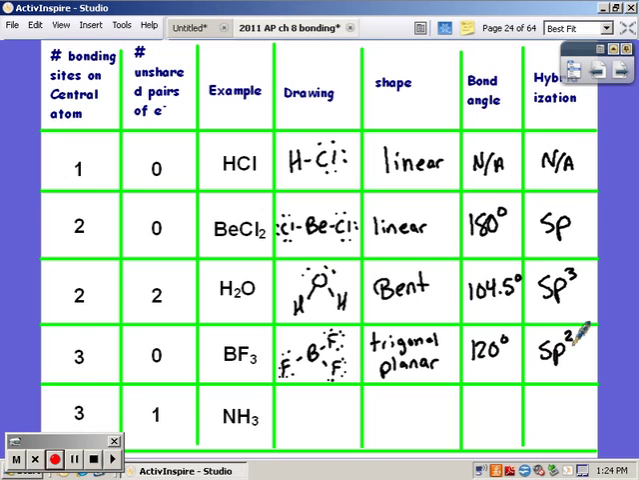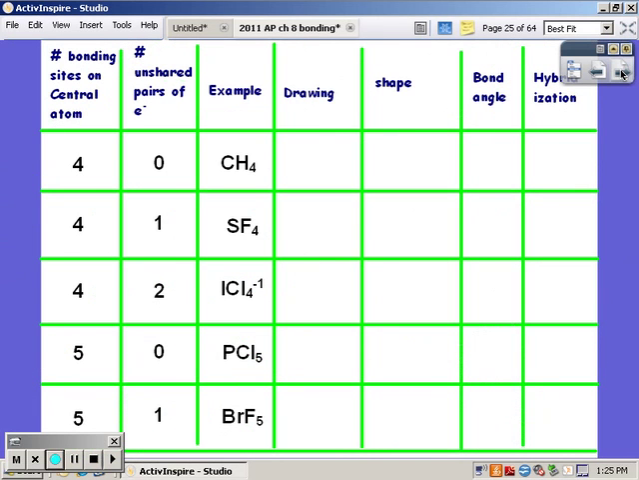I'm going to pause the video and draw the structure for NH3. NH3 has 3 bonding sites and 1 lone pair, making it trigonal pyramidal, with bond angles of 107. And your hybridization is sp3. Notice that water and NH3 have the same hybridization and their bond angles are similar.